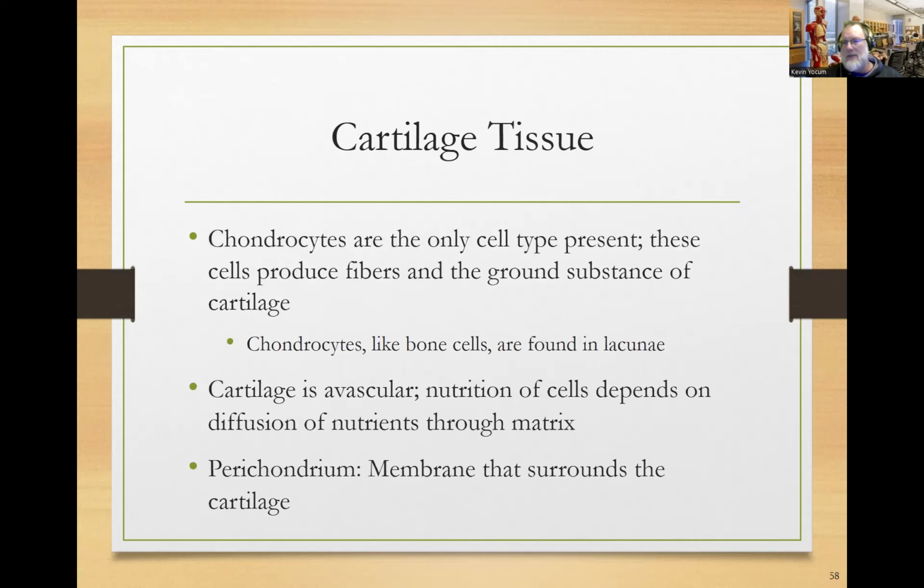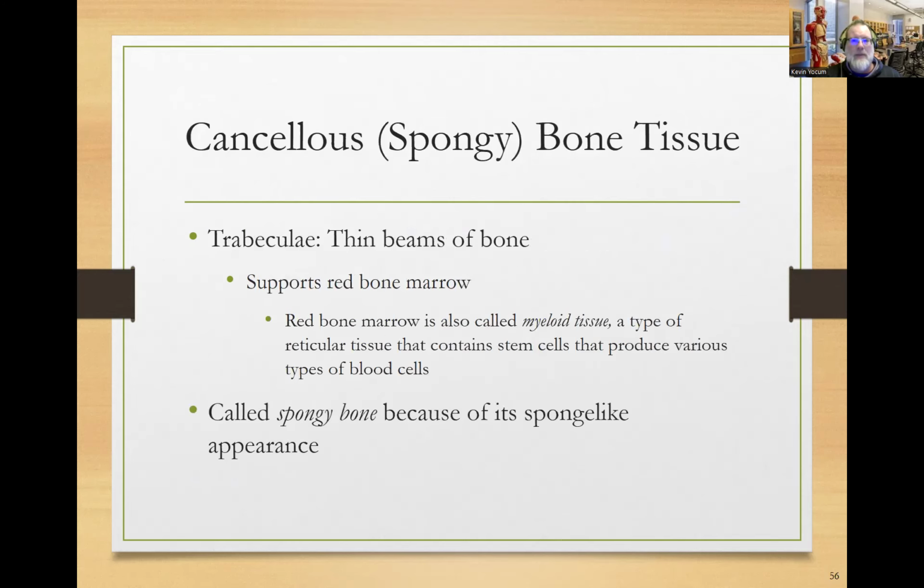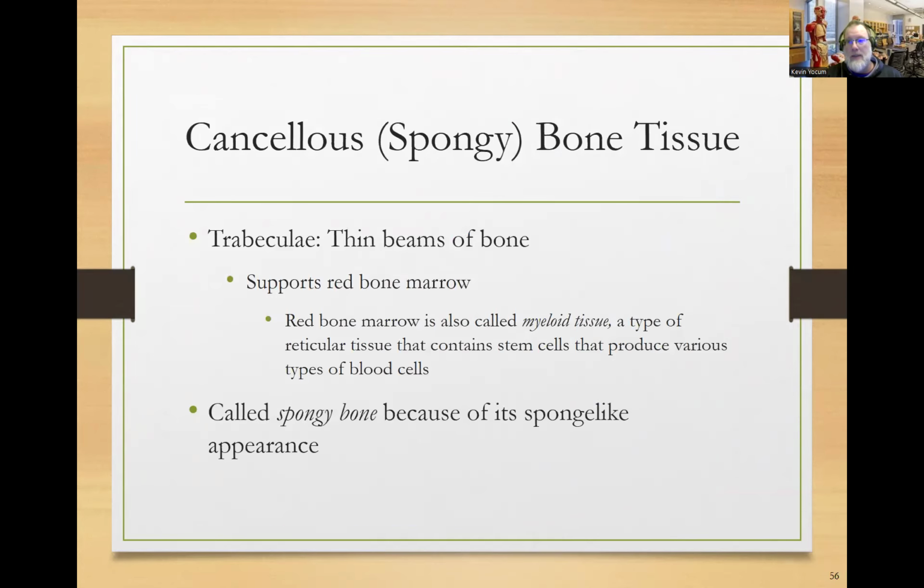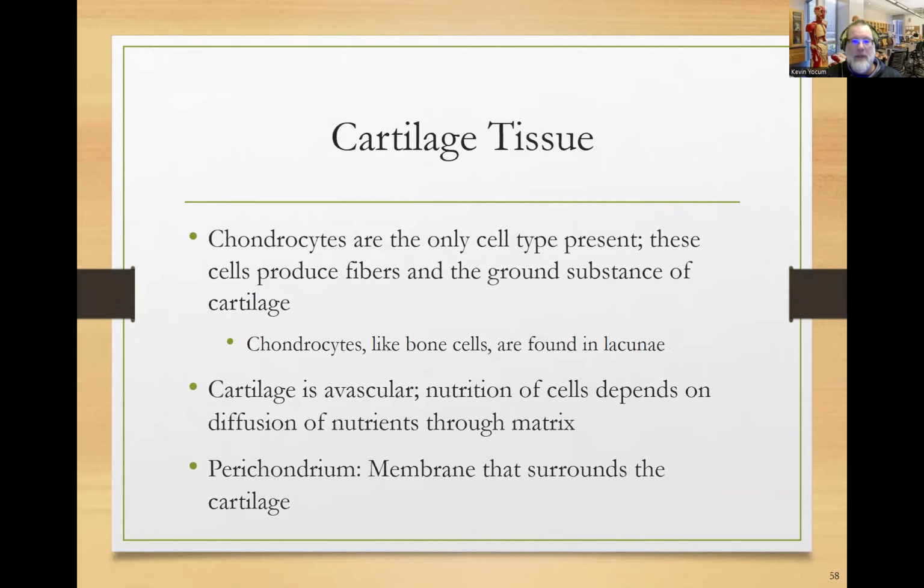All right, so that's it for bone. You've got plenty of terms to learn, so just know bone tissue is osteons or bone cells in a matrix, and we'll study this in depth next week.